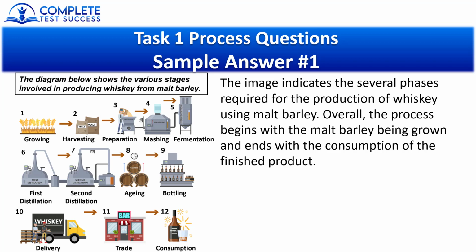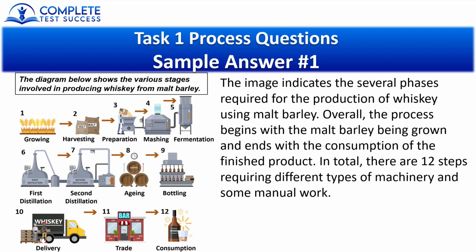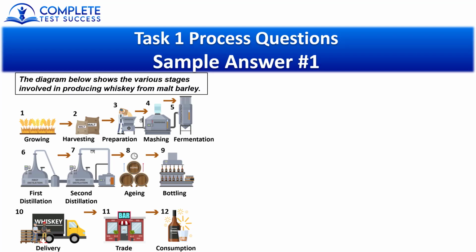Then we say the number of stages. There are a total of 12 steps. And finally, we describe the methods, tools, or influences, requiring different types of machinery and some manual work. And that there is the first paragraph complete, so now we need to write paragraph 2 and paragraph 3, the details paragraphs. Here's the first one.